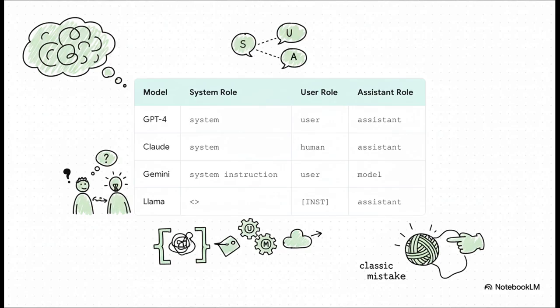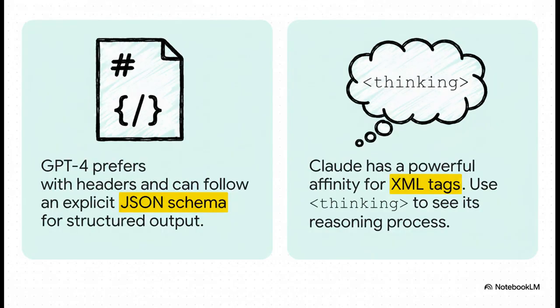Trying to use a user role in a prompt for Claude is a classic mistake. Now, beyond just who's talking, the models also have their own preferred formatting styles. GPT-4, for instance, loves clear, structured instructions. It works great with Markdown, and it's fantastic at following really specific JSON schemas for its output.